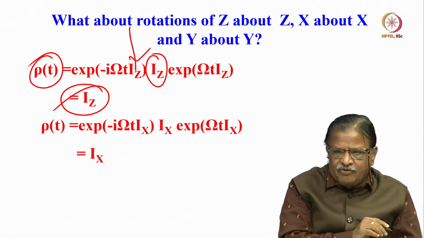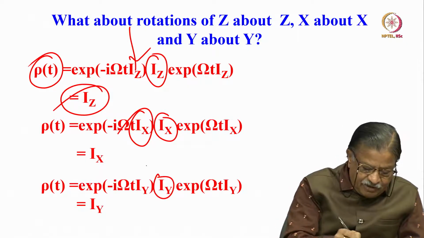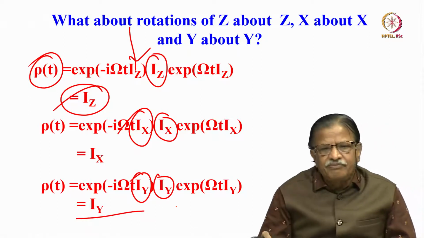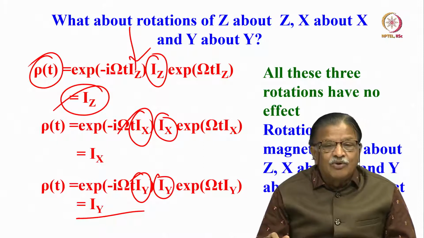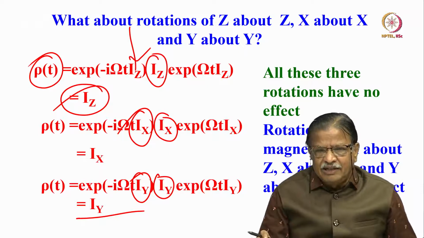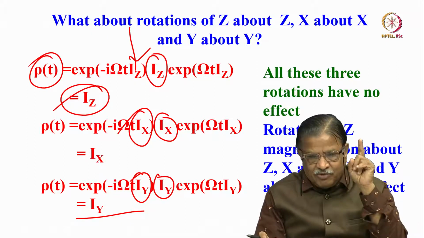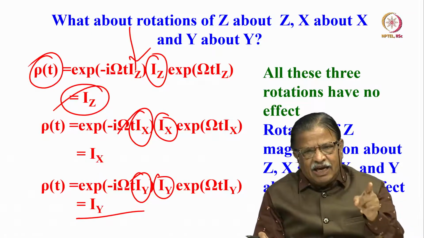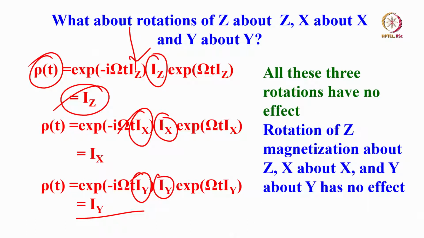Similarly, you work out for rho of t, rotation of Ix about Ix, and rotation of Iy about Iy is equal to Iy. What does it mean? It means all these three rotations have no effect. This has no influence when you are making the analysis. That means rotation of z magnetization about z, x magnetization about x, and y magnetization about y has no effect at all. Please understand, rotation of z about z, x about x, and y about y has no effect.